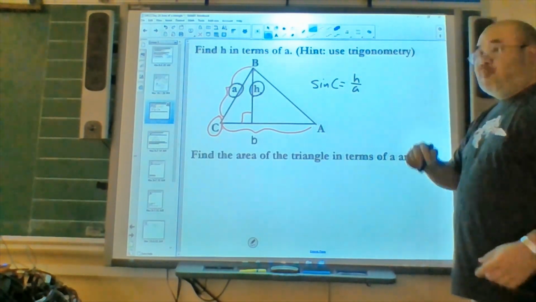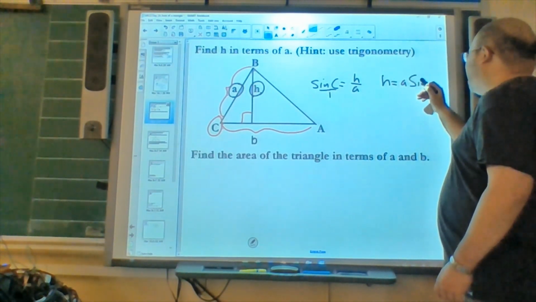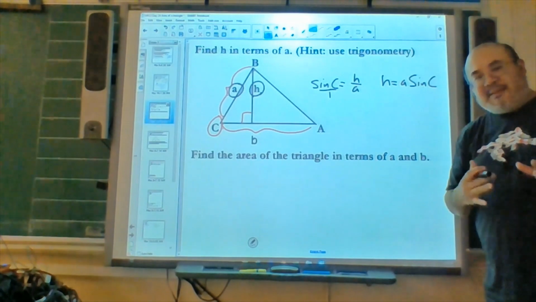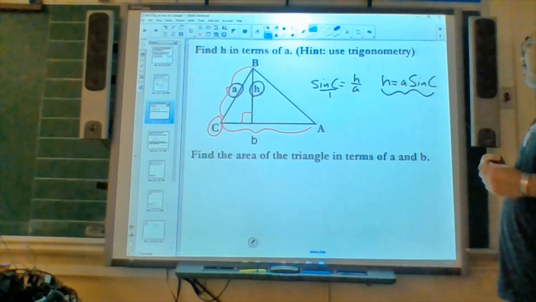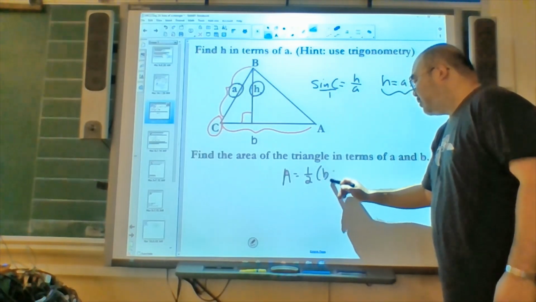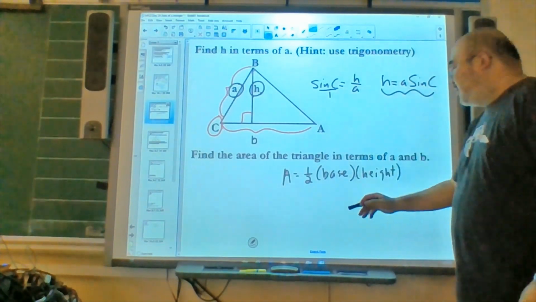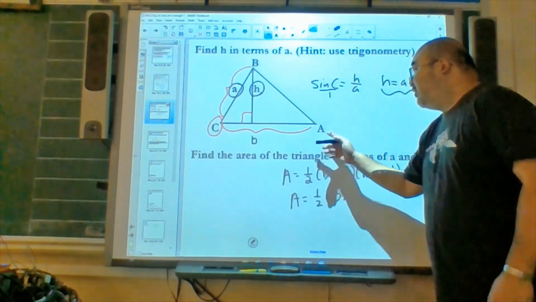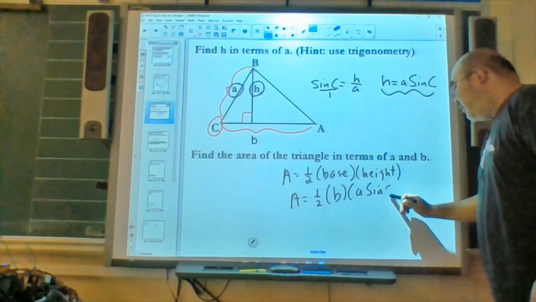Our h value, which is the height we're looking for, by itself will just be h equals a times sine of C. You're saying, I'm so used to using numbers, but remember the rules for numbers are the same as the rules for letters. And so we're going to leave this height as a sine of C. The area of the triangle is 1/2 base times height. Here our base is b, so the area of the triangle would be 1/2 the value of b times the height, which we said is a sine of angle C.